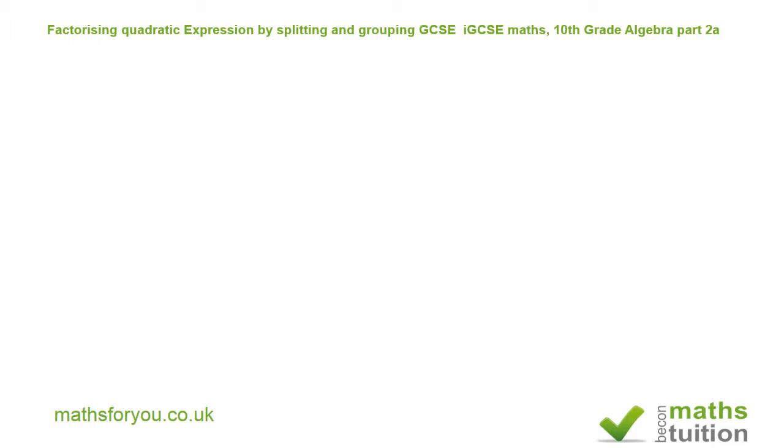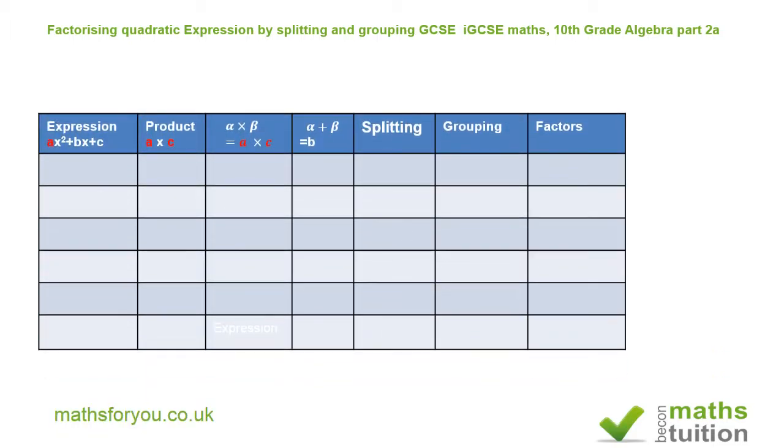Now, in order to understand what I've done in this video, you need to have seen part 1 on the same topic. In part 1, I've explained my method in more detail than I've done here. Okay. Now what I've got here to start with is the expression 6x squared minus 7x minus 10.